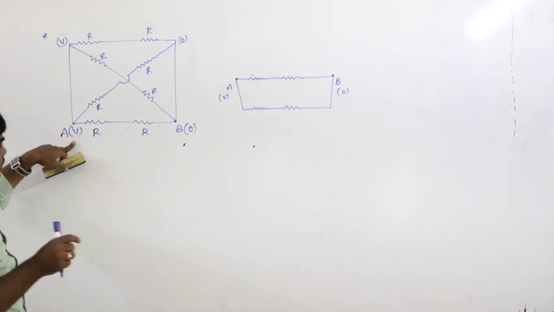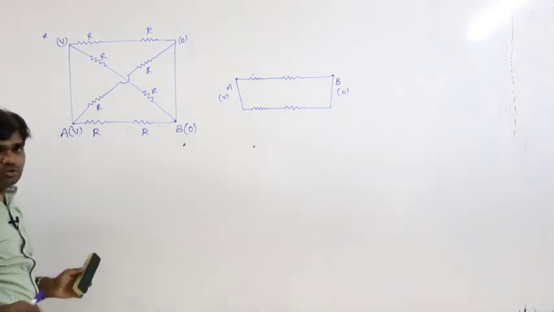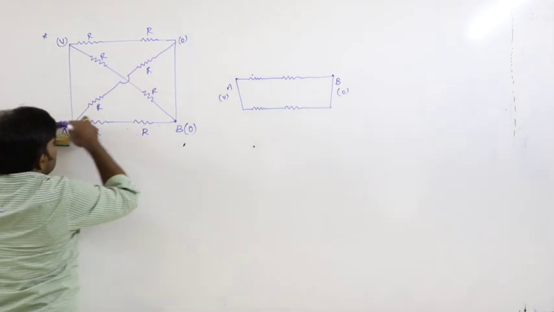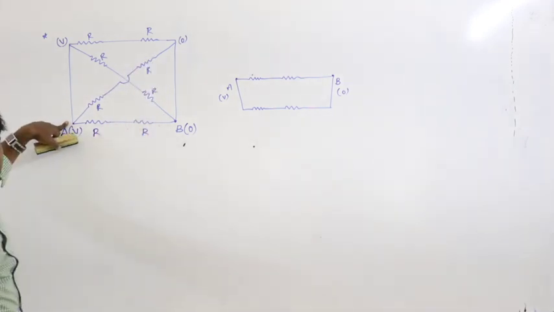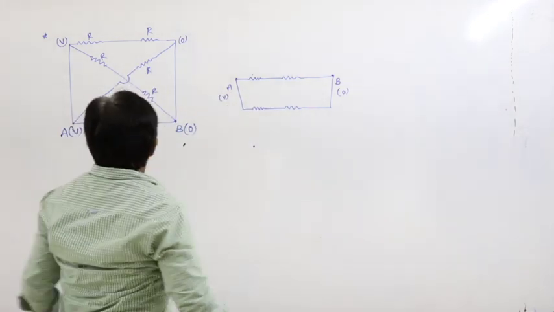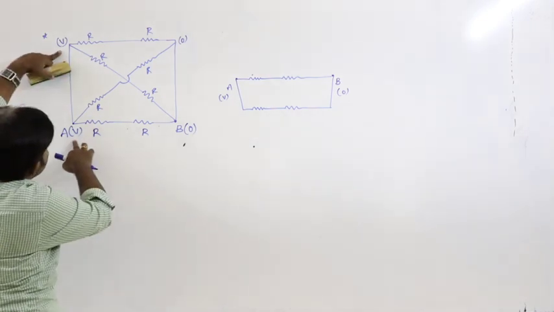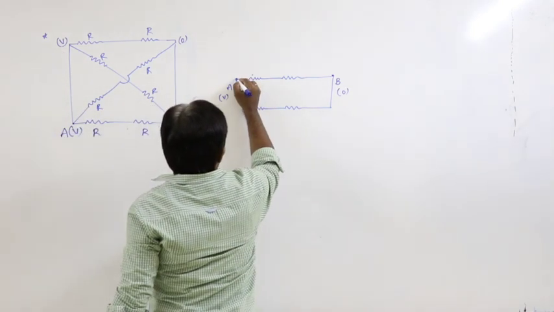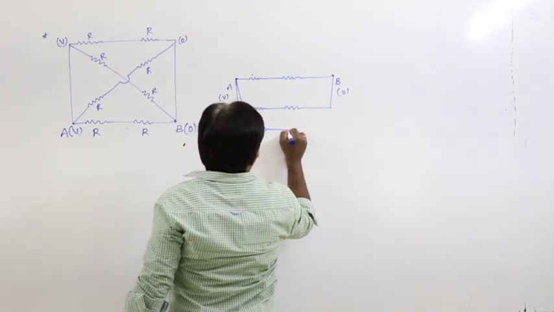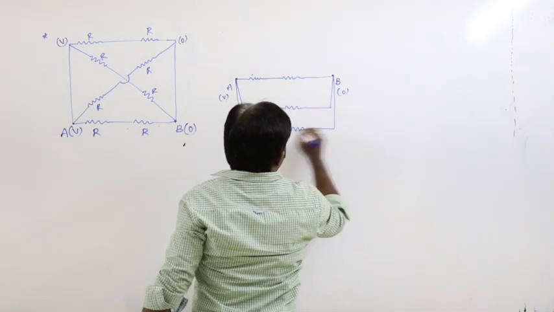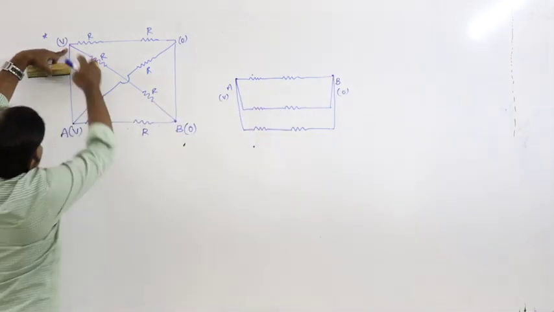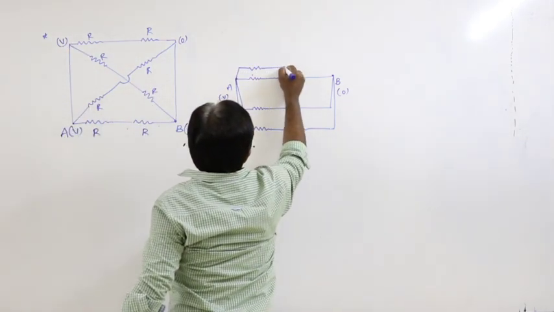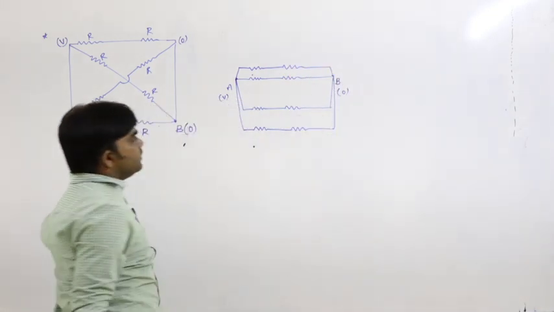If two lines are at the same potential difference, those two must be in parallel. See here, this is V, 0, this is V, 0. These two lines exist at the same potential difference. That's why those two are in parallel. Next, here it is V, here also it is V. These two. So again, like this, because these two are also V, 0 and it is also V, 0. That is the simplified circuit.